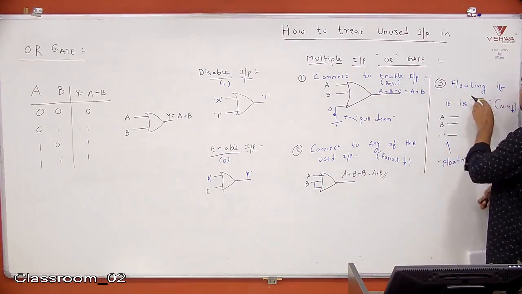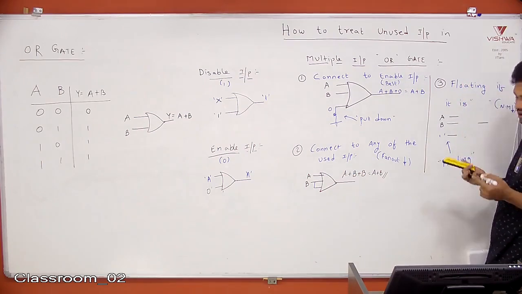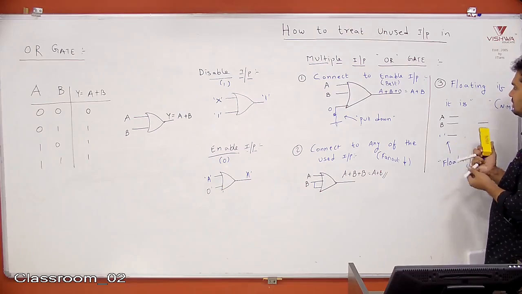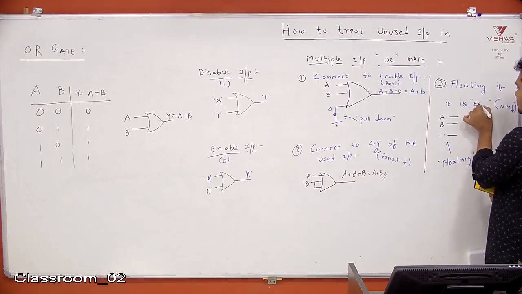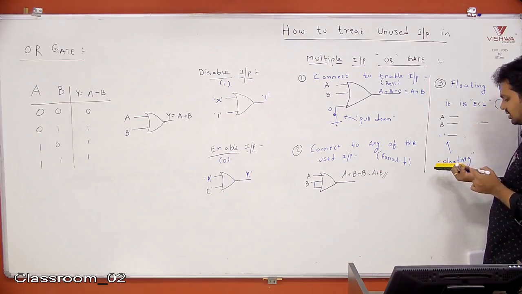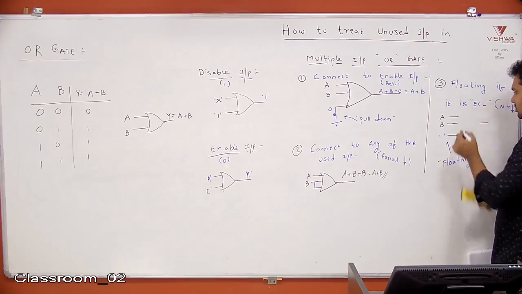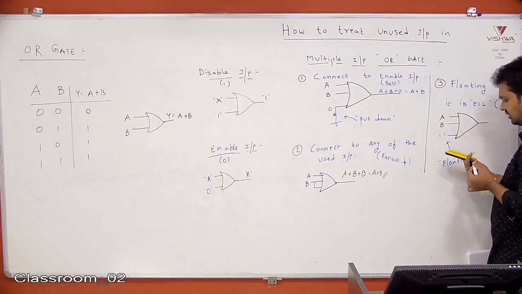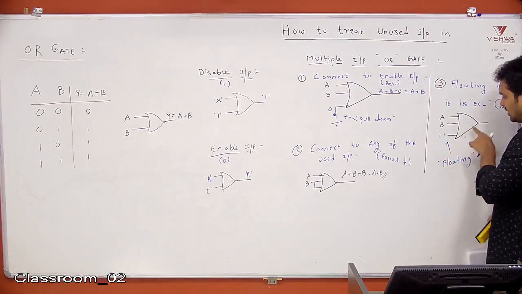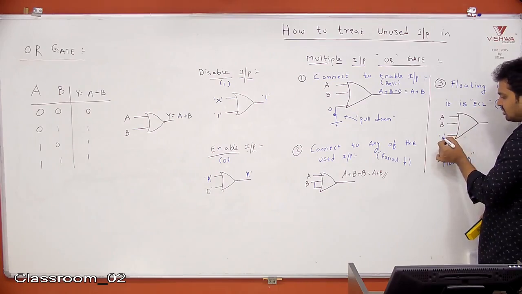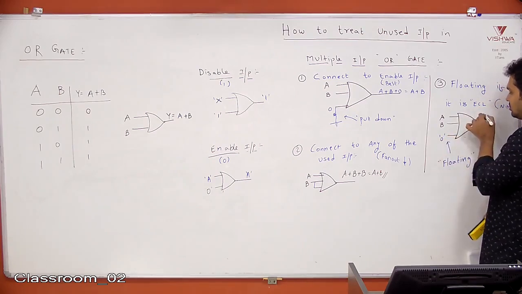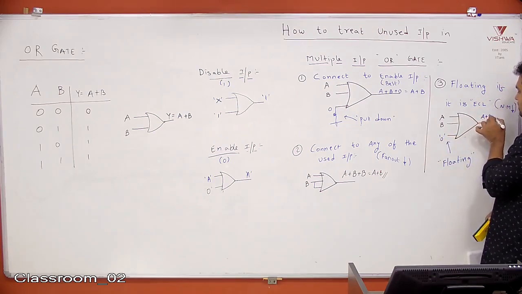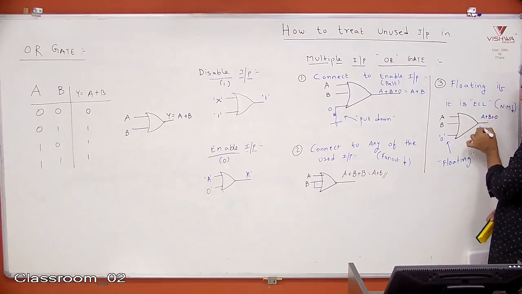Lastly, previously floating if it is a TTL logic family. Now it is floating if it is ECL, emitter coupled logic family. So OR gate only, but leave it floating. If it is ECL, floating is 0. So A plus B plus 0. What is the answer? A plus B.